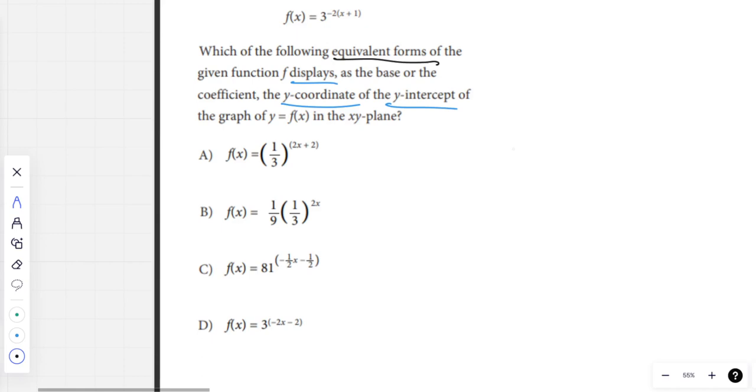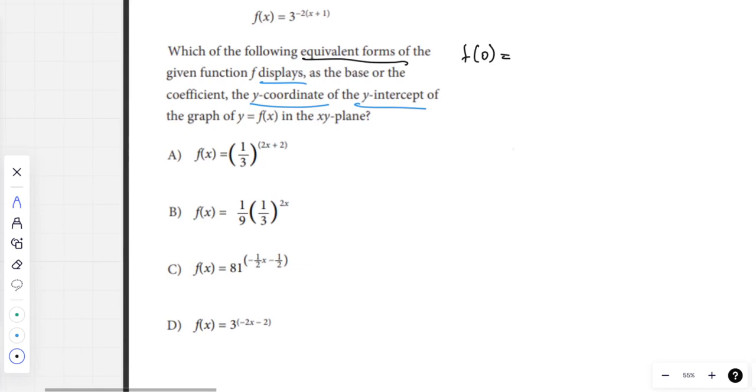The y-intercept is going to be when x equals 0, so that's going to be f of 0 is equal to 3 to negative 2, 0 plus 1. That's the same thing as 3 to negative 2, which is 1 over 3 squared, or 1 over 9. And so the only answer choice I see that has the 1 over 9 is going to be answer choice B. And it looks like they flipped the 3 to negative power to 1/3 with a positive power. And yeah, looks like that's equivalent.